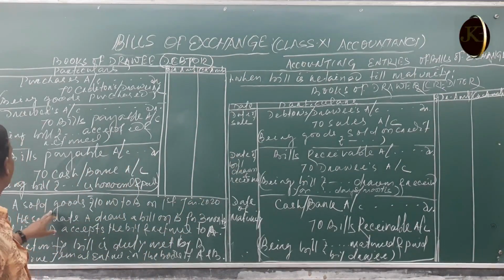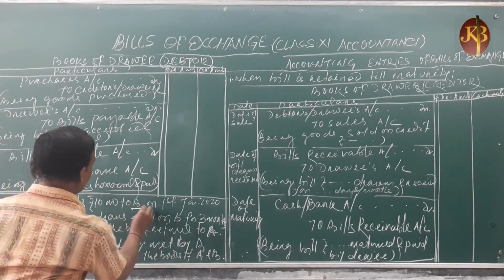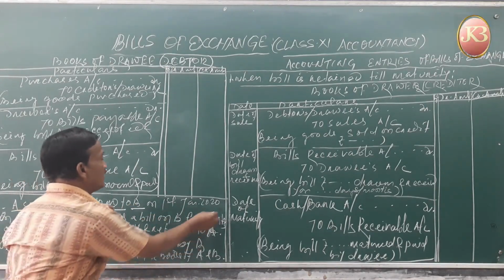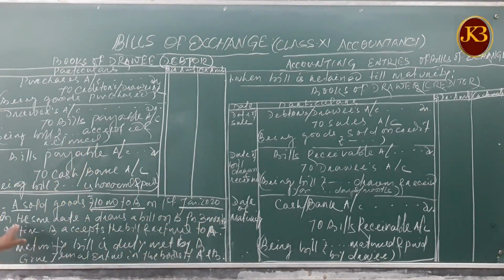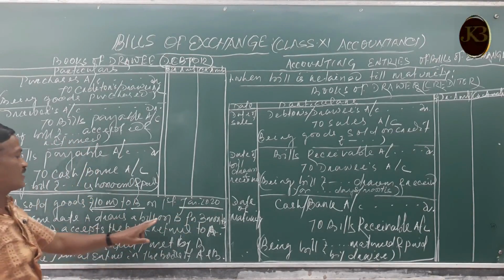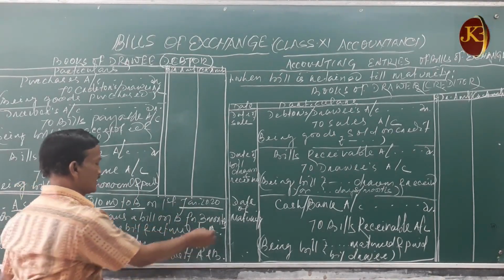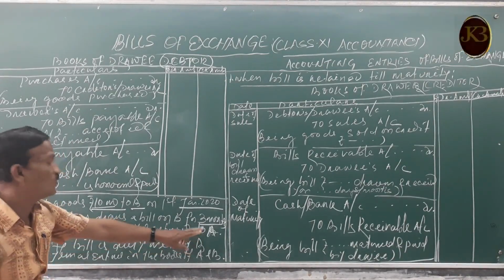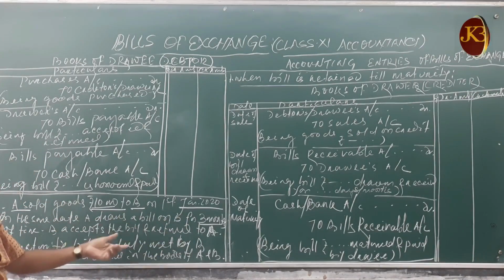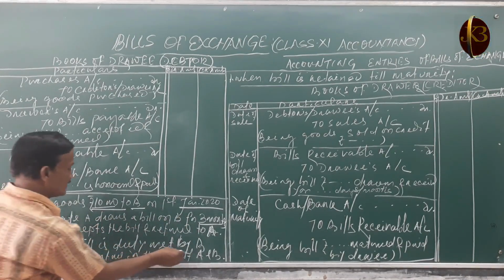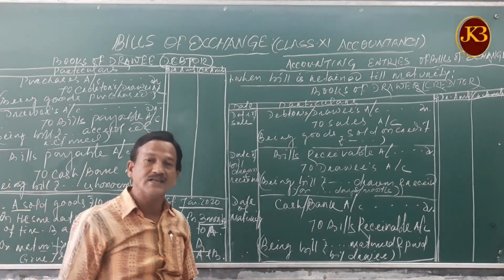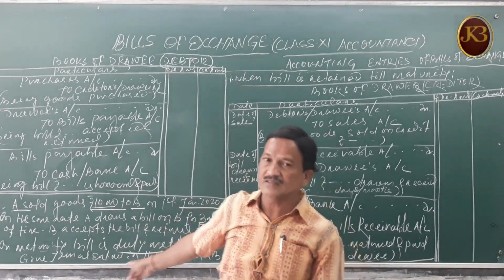A sold goods to B for rupees 10,000 on 1st January 2020. Then on the same date, A draws a bill upon B for 3 months. That is the time is 3 months. B accepts the bill and returns it to A on the same date or a different date, no problem. On the maturity date, the payment is made by B. Give journal entries in the books of A and B. So that is the example.